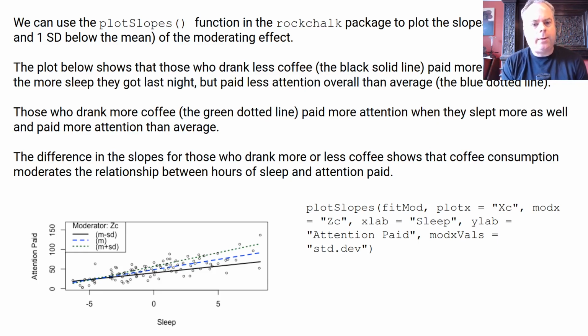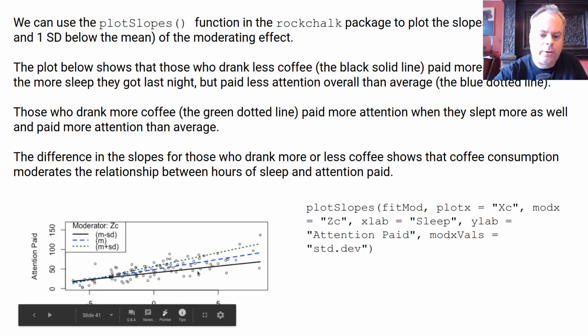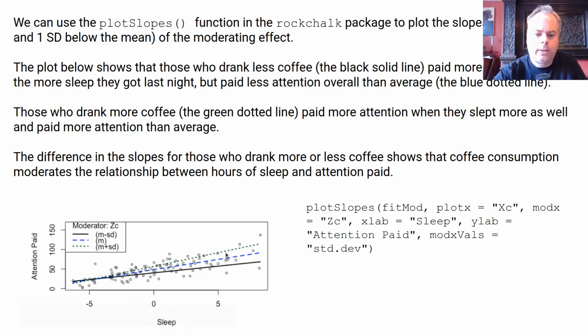We're going to do that using the plotSlopes function in the rockchalk package. And we're going to plot the slopes of our moderating effect, one standard deviation above and one standard deviation below the mean. If we look at this plot down here, we've got three lines drawn: a solid black line, a dotted blue line, and a dotted green line.